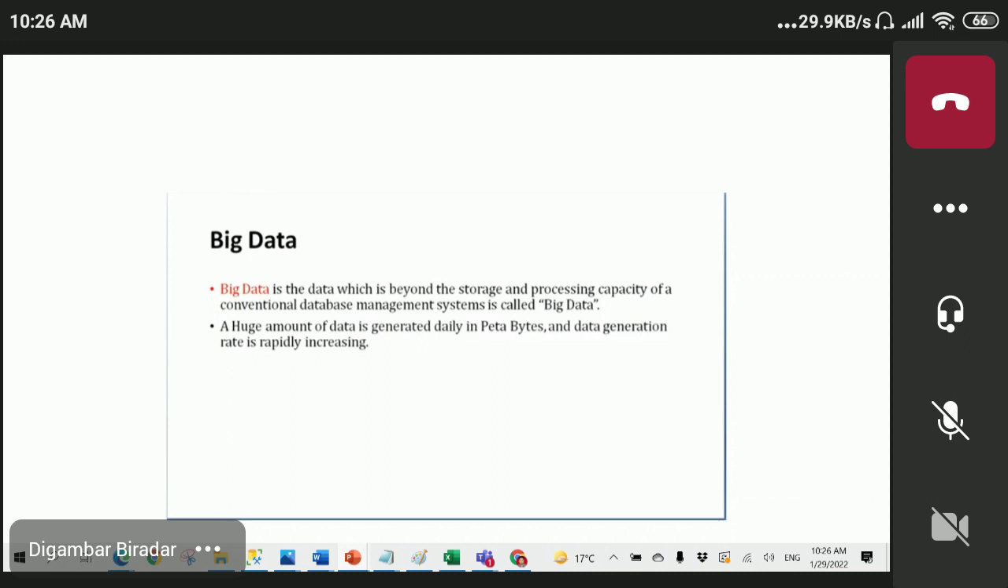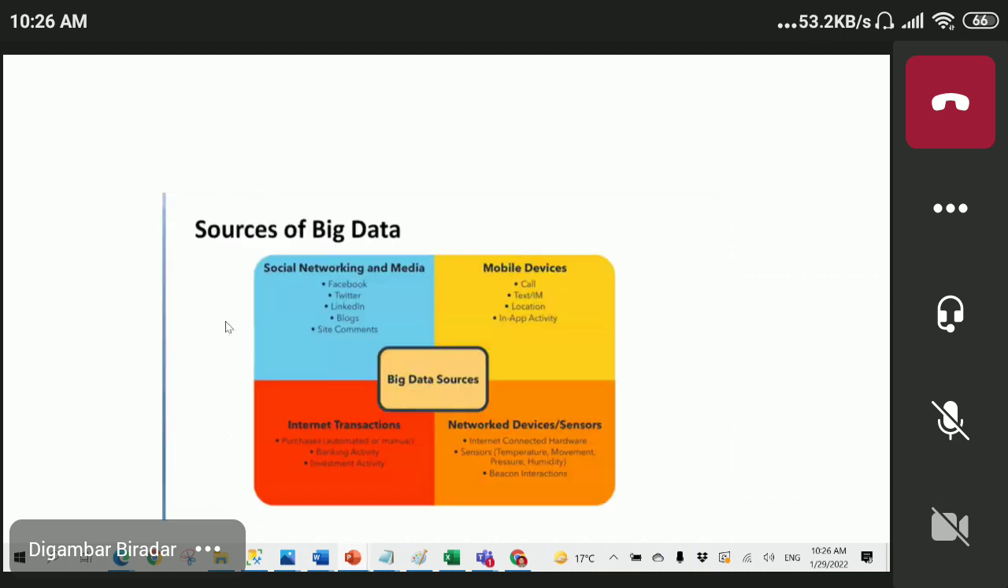ठीक है, तो what are the different sources? Now here are the sources of big data: social networking and media, mobile devices, call, text message, location, in-app activity, because multiple apps you have downloaded on your mobile and each app is performing some kind of activity that needs to be recorded into that particular network. If you are operating, everything should be recorded. उसमें कितना useful information है, कितना नहीं है. After processing, whatever useful information is there, we will extract, but we will remove that junk data.